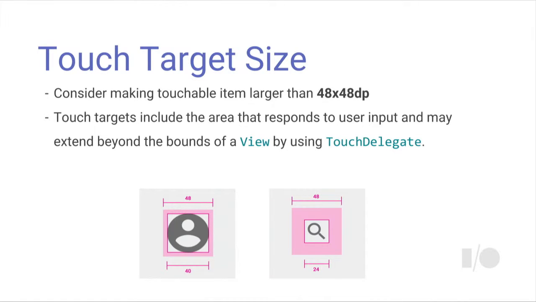Now, it doesn't mean that the whole image needs to be 48 by 48, as you can see here with the magnifying glass. In that one, the image is only 24 by 24. But we want the touch area which responds to user input to be bigger than 48 by 48. You can extend the touchable bounds beyond the view size using touch delegate. So for the next example, and to talk about contrast, I'd like to invite Casey onto the stage.